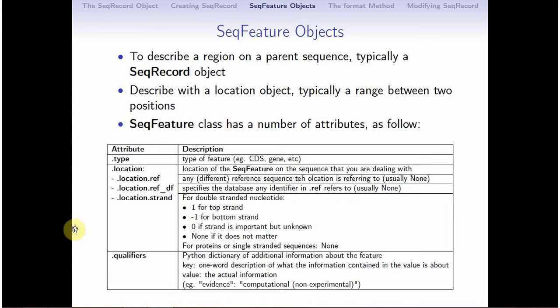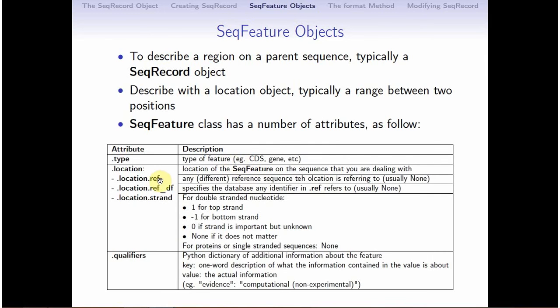Okay, so the sub-attributes for the feature class will have .type. So what type of feature are you looking at? Is it CDS? Is it gene? Then location. What is this location? It tells you where the sequence is. For example, you get a sequence of length 6,000 as your GenBank file. However, the coding sequence, the CDS, only starts from 2,000 to 4,000. Then they will point out that this part is the coding sequence. Later we'll see an example.